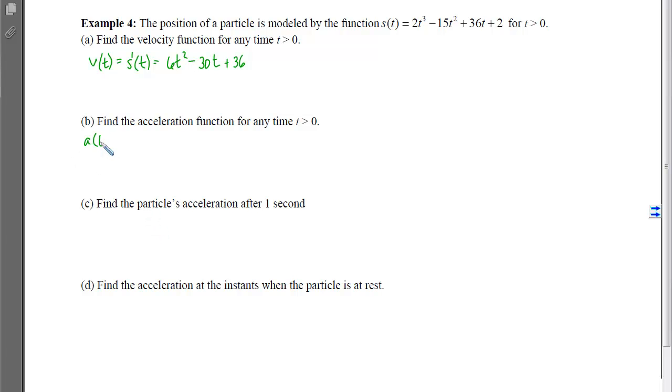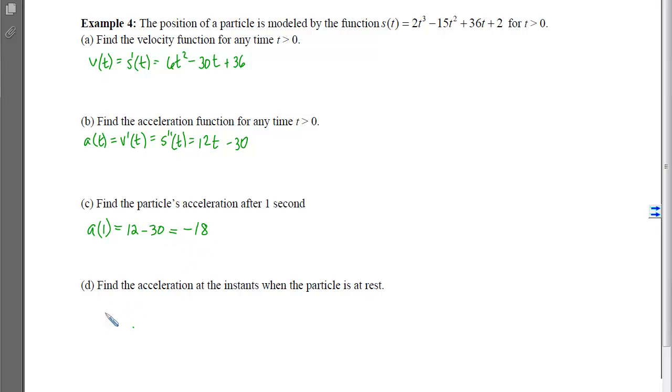Next, we want to find the acceleration. Well, the acceleration is the derivative of the position, or excuse me, derivative of velocity, or the second derivative of the position. So we take the derivative, we'll get a 12t minus a 30. With part C, we want to find the particle's acceleration after 1 second, so that means we just plug a 1 into the acceleration curve, and we get a negative 18.